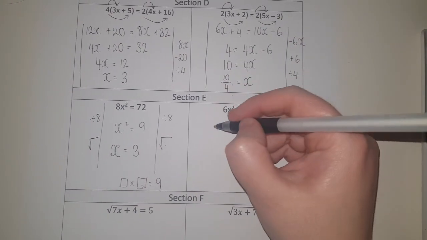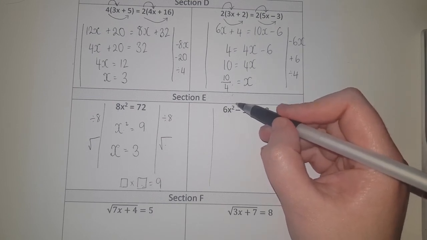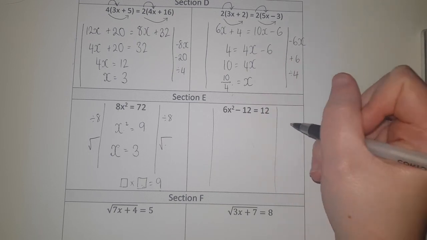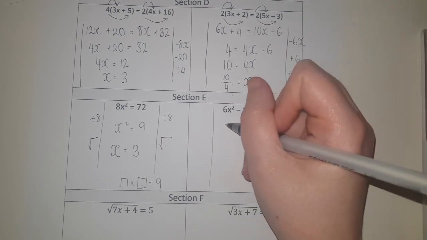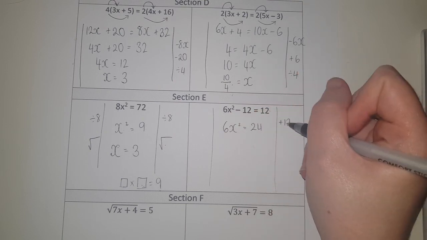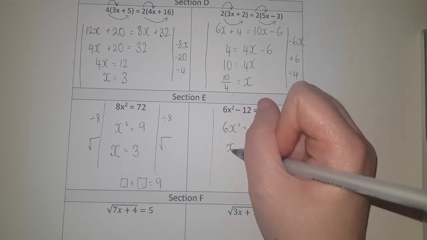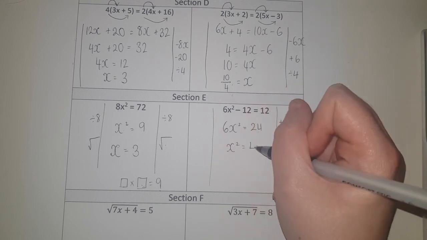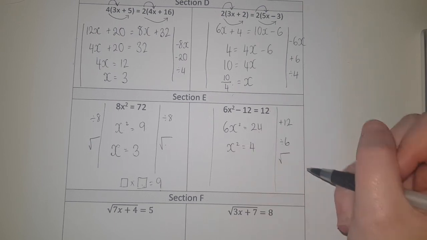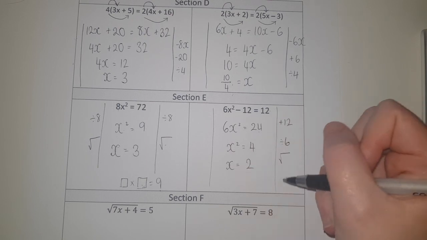Okay, on to the next one then. So for this one, follow all the steps. Basically pretend the squared part's not there, and follow all the steps we've done right at the beginning. So anything added or subtracted: we're going to add 12. 6x squared equals 24, because 12 add 12 is 24. To get rid of the 6, we divide by 6. x squared equals 24 divided by 6, which is 4. Last step is to get rid of that squared. So we square root. That gives me x equals, and the square root of 4 is 2, because 2 times 2 gives me 4.